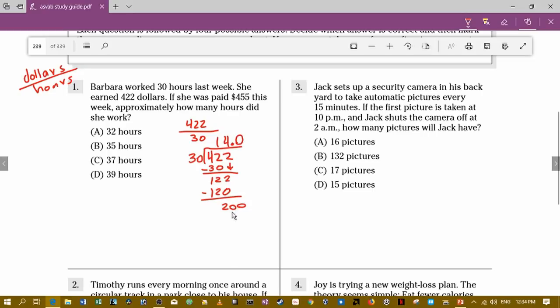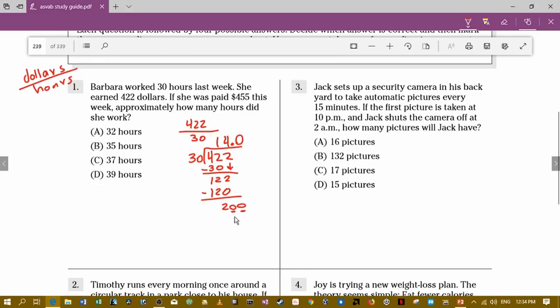So the first 0 I tacked on, I had to add a decimal place. In response to the second 0 I tacked on, I had to add a 0 here. Okay? So now the question is, how many times does 30 go into 200?